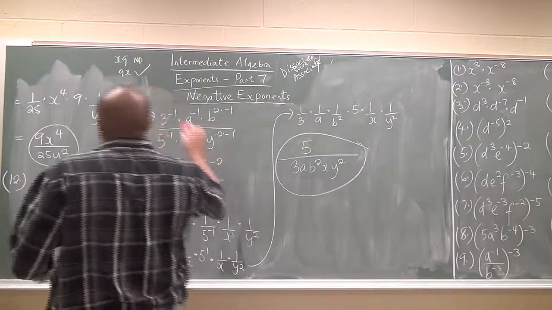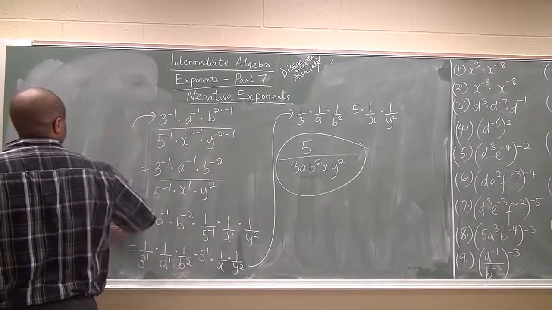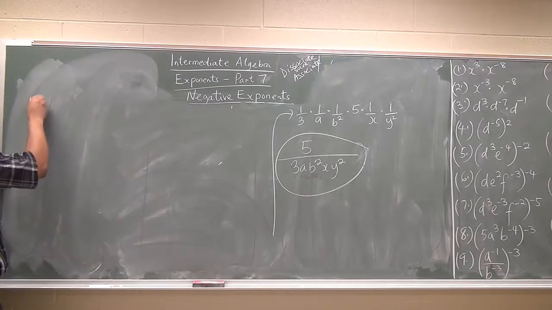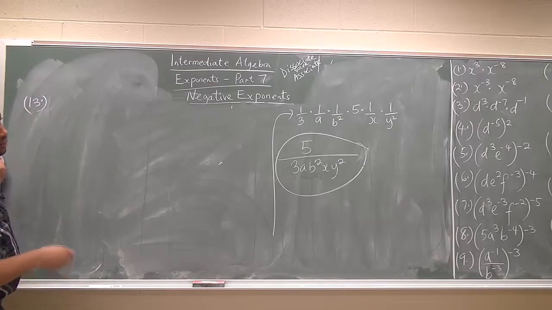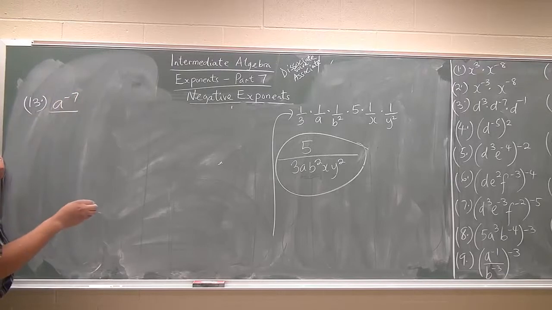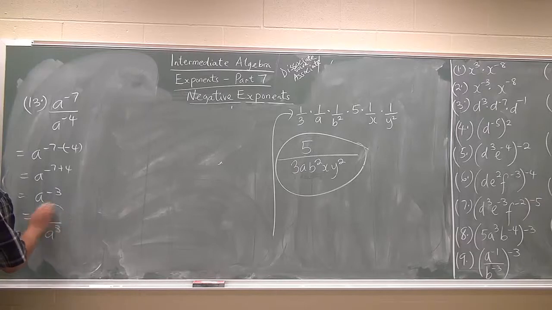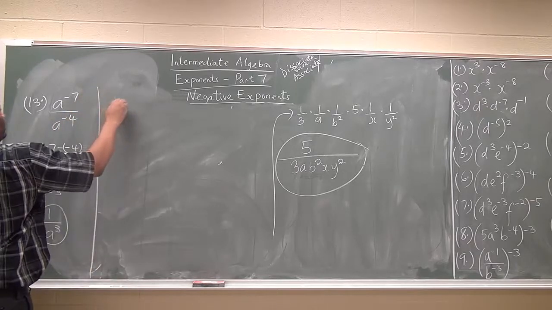Okay, question 13. We have a to the negative 7 over a to the negative 4. Oh, this one is pretty simple. So this will be what? a to the negative 7 minus minus 4. Remember, minus minus 4. So this is a to the negative 7 plus 4, which is a to the negative 3. You owe 7, you have 4. That means you owe 3. Which is 1 over a cubed. 1 over a cubed.